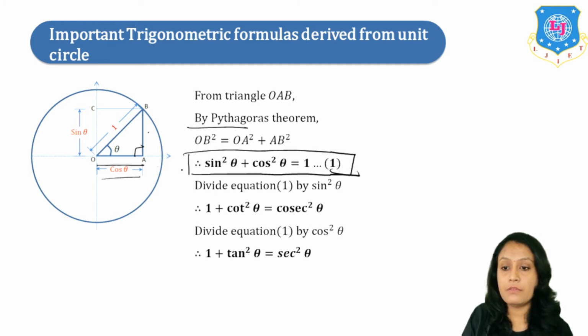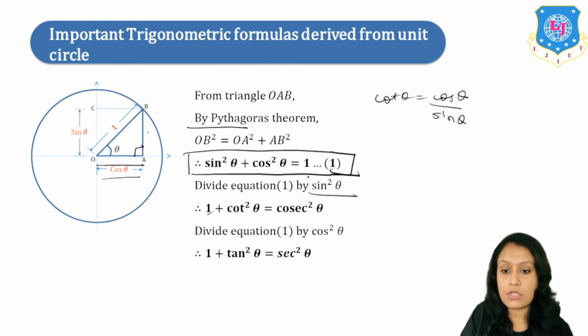Now in this formula we are dividing the equation by sin square theta. So sin square upon sin square will give you 1, and cos square upon sin square, we know that cot theta is cos theta upon sin theta.